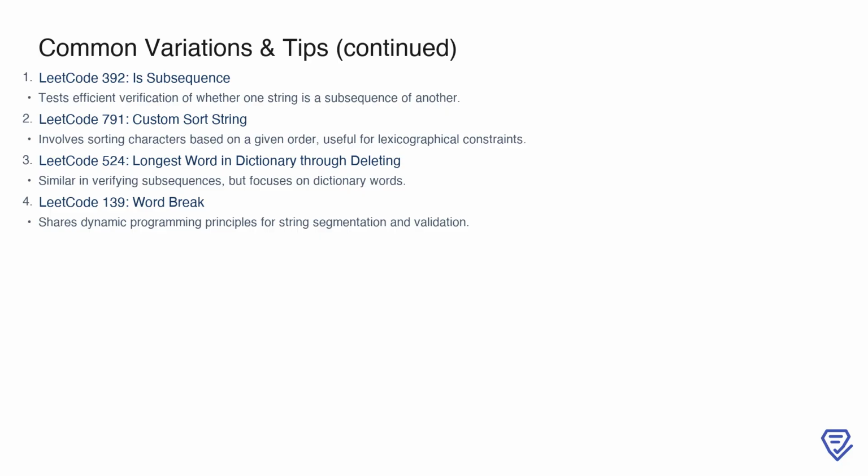LeetCode 791, Custom Sort String, involves sorting characters based on a given order, which can be useful when handling lexicographical constraints. Another relevant problem is LeetCode 524, Longest Word in Dictionary through Deleting, which also involves verifying subsequences but with a focus on dictionary words. Finally, LeetCode 139, Word Break, shares principles of dynamic programming for segmenting and validating strings, which can inspire alternative approaches to this problem. Exploring these problems will deepen your understanding and enhance your problem-solving toolkit.